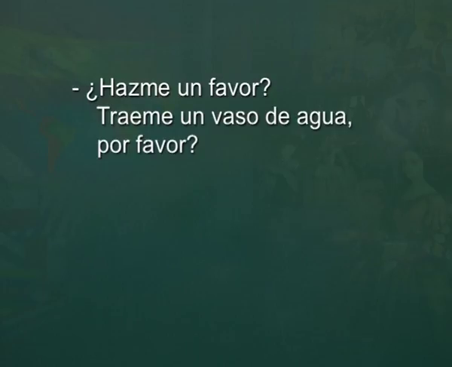Let us look at this micro conversation. Hazme un favor, tráeme un vaso de agua por favor. You are asking somebody, hazme un favor, tráeme un vaso de agua por favor. And the other person says, sí, en un momento. Now, the conversation means, hazme un favor, do me a favor. Tráeme un vaso de agua, get me a glass of water, please.